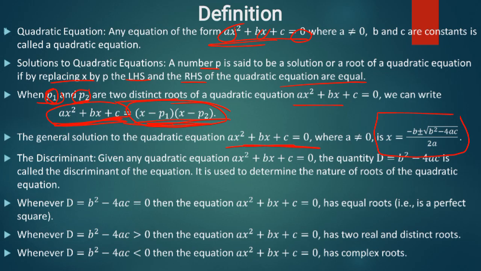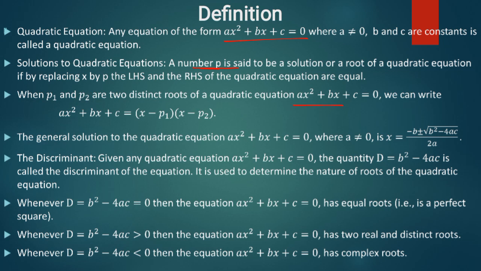The next thing you need to know is about the discriminant. The discriminant is very important because it helps us explain the nature of any given quadratic equation. Now you know what a quadratic equation is, an equation of the form ax squared plus bx plus c equal to 0. You know what a solution is. You know that if you have two distinct solutions, the quadratic equation can be represented in this form. You know what the general solution is. It is this. Now, like I said, if you want to know the nature of any given quadratic equation, we use what we call its discriminant.